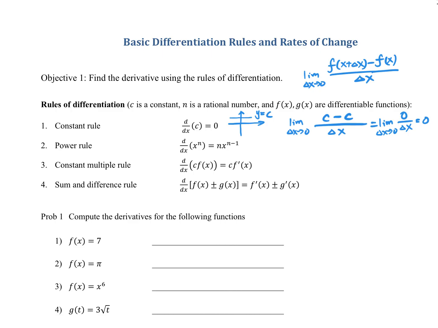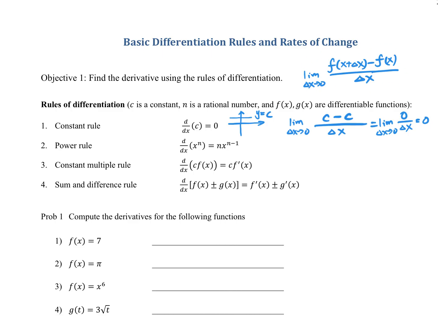The next rule is the constant multiple rule. This rule says the derivative of a constant times a function is equal to this constant times the derivative of this function. In other words, this constant c can be factored out or pulled out from this derivative. Let's quickly look at how we can prove that, because it's always a good exercise to prove some result that helps you better understand the definition.